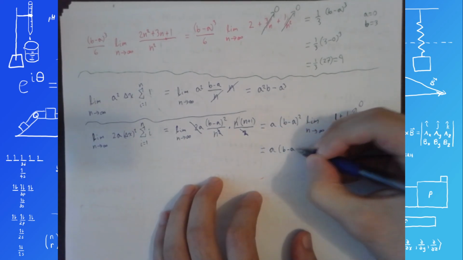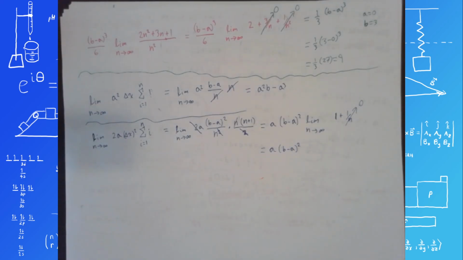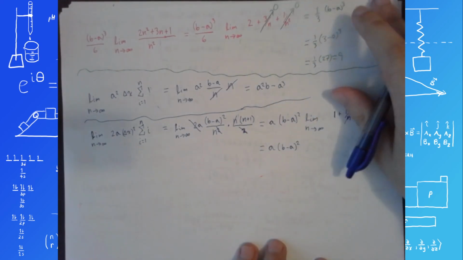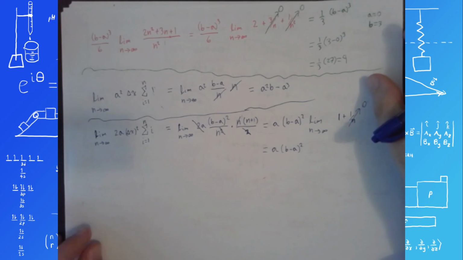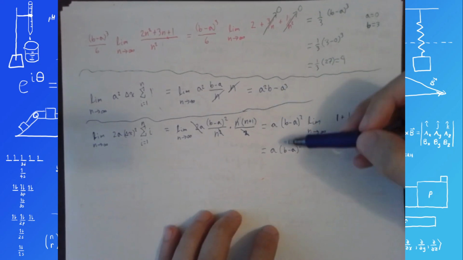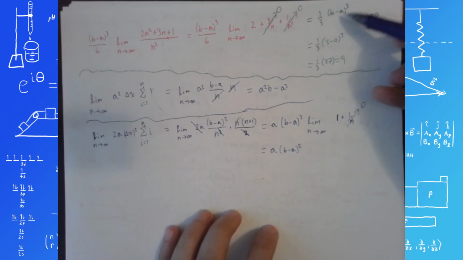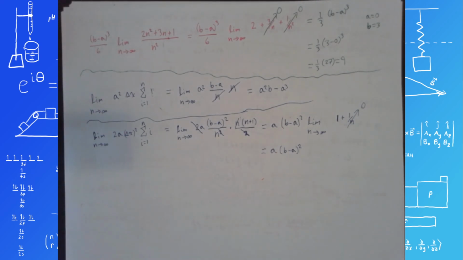b minus a squared. Okay, now we have all the pieces we need, and those sums were all just added to each other. So let's go ahead and add these terms to that term and see what we end up with. It should be 1/3 of b cubed minus 1/3 of a cubed.